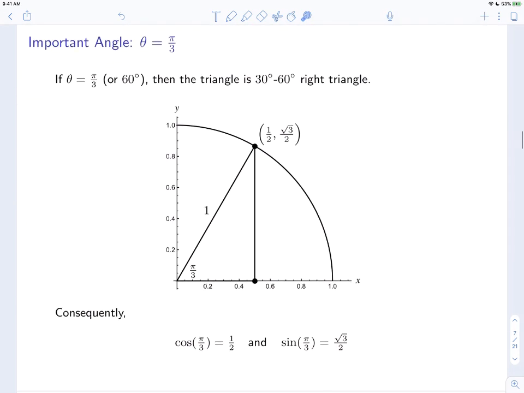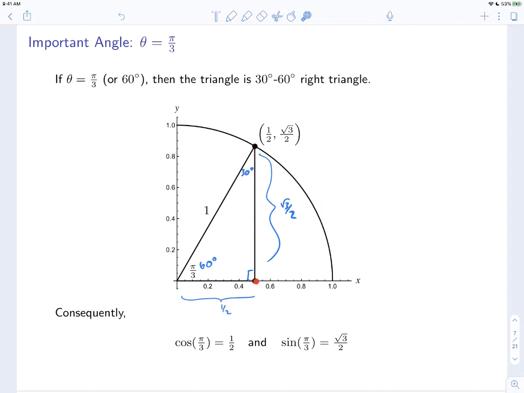Our next important angle is theta equals pi over 3. Pi over 3, that's 60 degrees. And this is a right triangle, so that means that the remaining angle is 30 degrees. So that tells us already everything that we need to know, because this triangle is the same as the previous triangle. So that means the short side is 1/2, and the long side is square root of 3 over 2. Because this triangle is the same as the triangle above, just moved around a little bit.